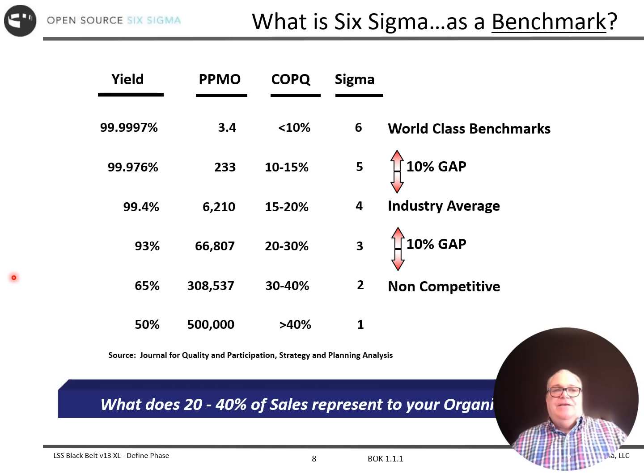So the whole idea is that as we move up this sigma scale, as we get our yields up and our defects down, there's going to be a cost savings, a cost benefit to doing that. And that's been the bellwether, the benchmark of employing Six Sigma methodologies: let's go get the cost of waste out of the process and turn that into profit.